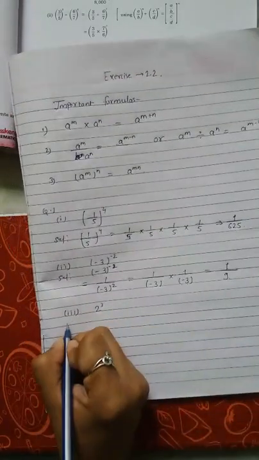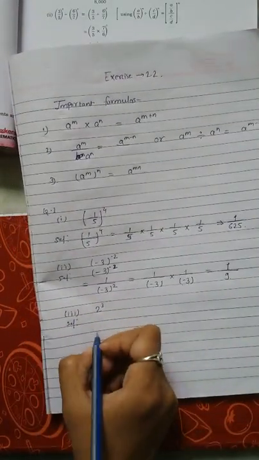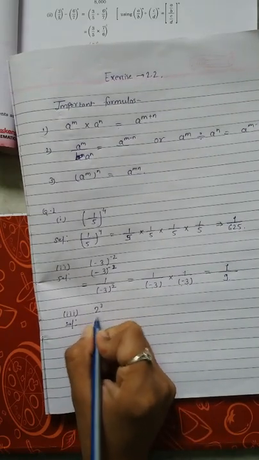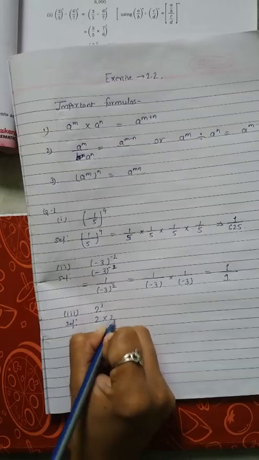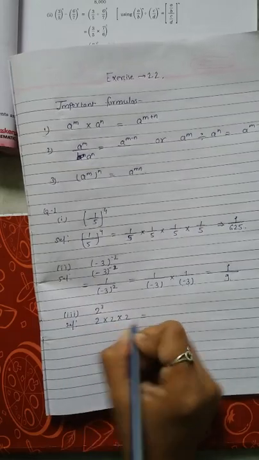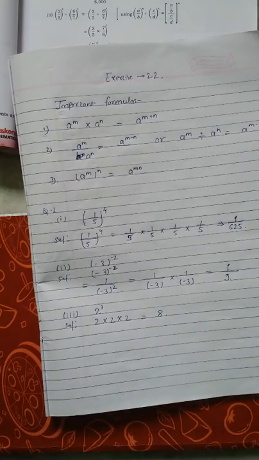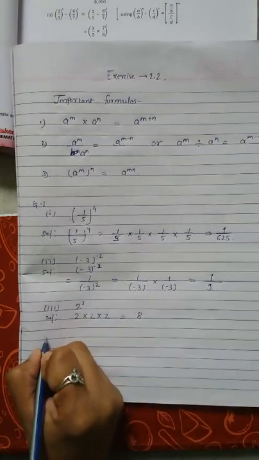2 raised to the power 3. So how will it be solved? We will write 2 three times. This is the cube of 2, because 2 multiplied by 2 multiplied by 2, we will get 2 times 2 is 4, 4 times 2 is 8. Okay, now the remaining questions you can solve. See the next question.